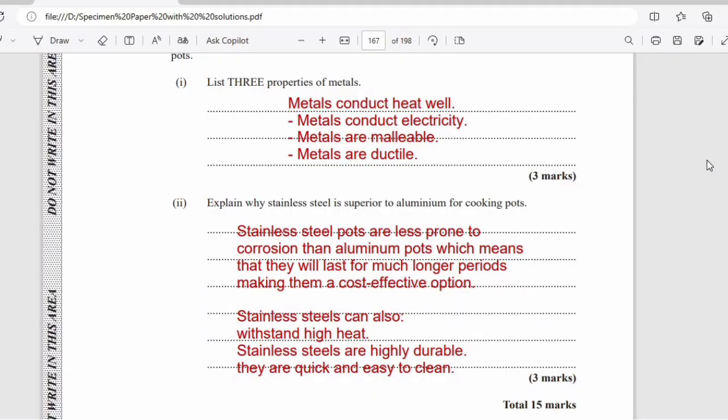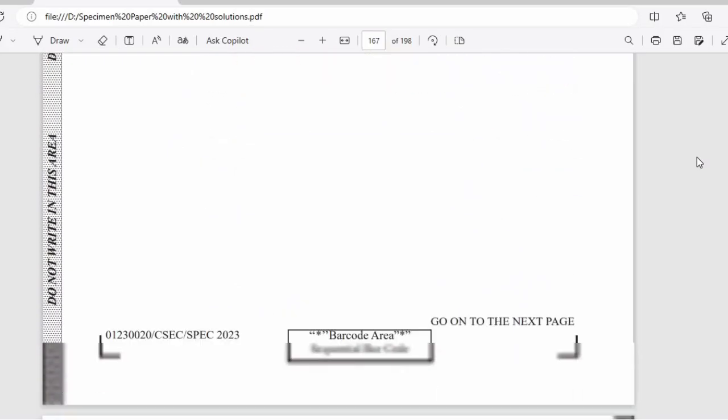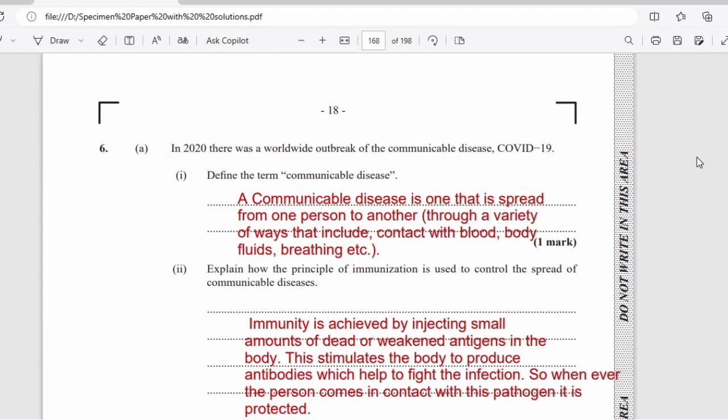Stainless steels can also withstand very high heat. They are durable and they are quick and easy to clean. So if you know of the benefits of cookware material, please make sure you retain some of that knowledge for your exam, right? In 2020, and we're at question 6, the final question of this specimen paper.